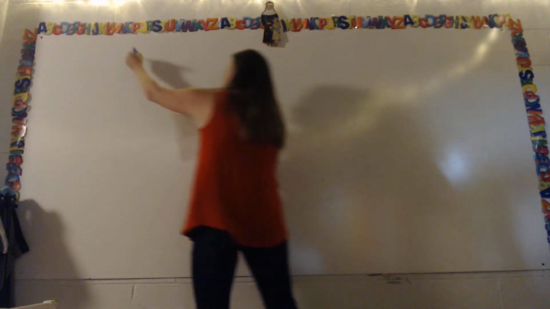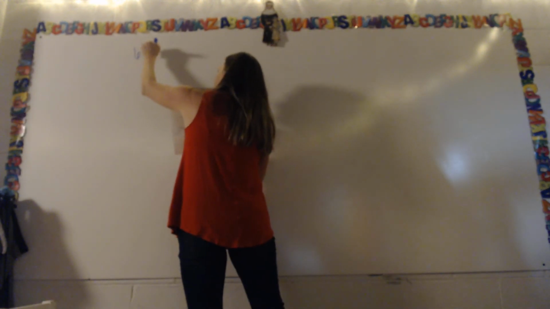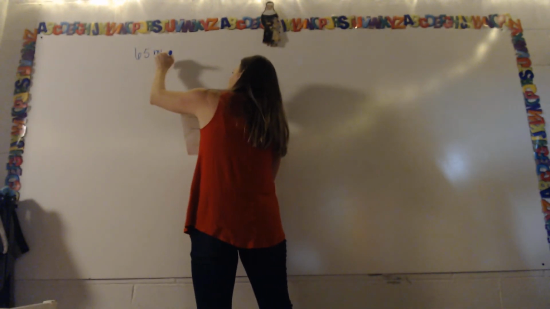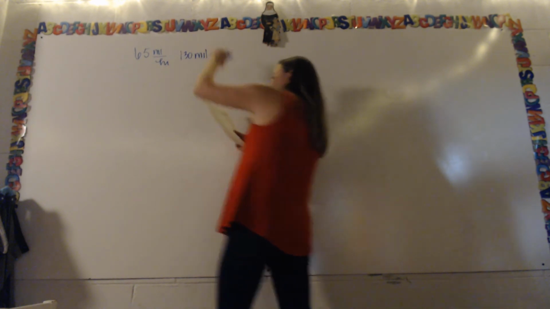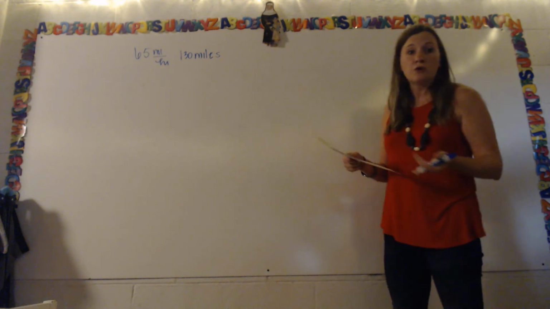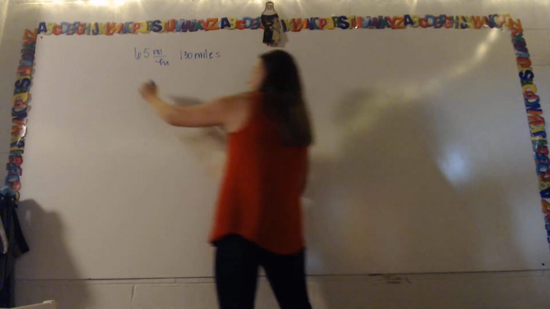So it says you're driving home from college steadily at 65 miles per hour for 130 miles. And then it starts to rain, and so you slow down to 55 miles per hour.